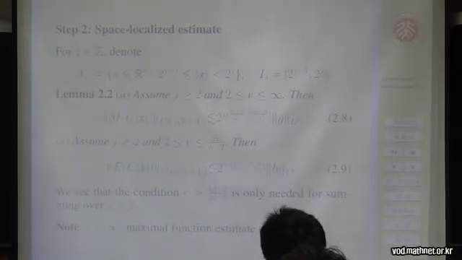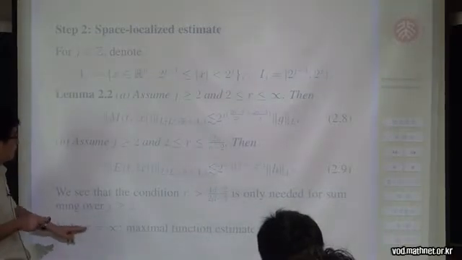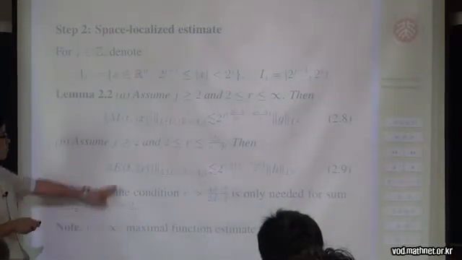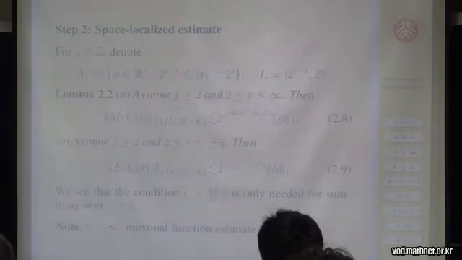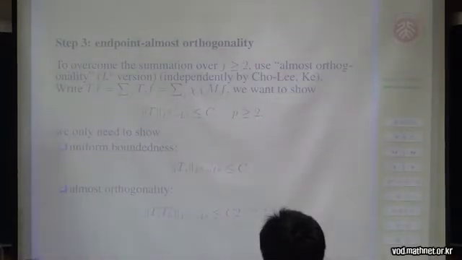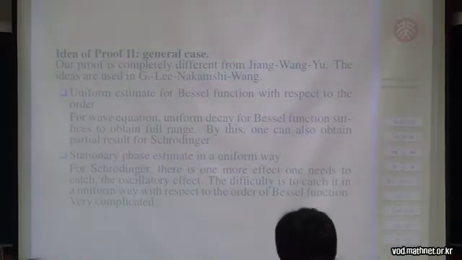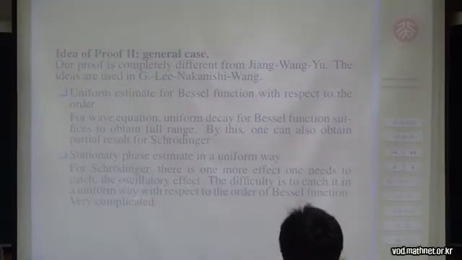The second step is to do the space localized estimate. You localize x to a dyadic piece, then you do the estimate. Shao only considered r equals 2, but here we consider r equals infinity, because we need to cover the non-diagonal case. In the endpoint case, we need some orthogonality argument to overcome the summation. Fortunately, here we do have it. In the general case it is a little bit more involved, but basically the idea is the same as the radial case.